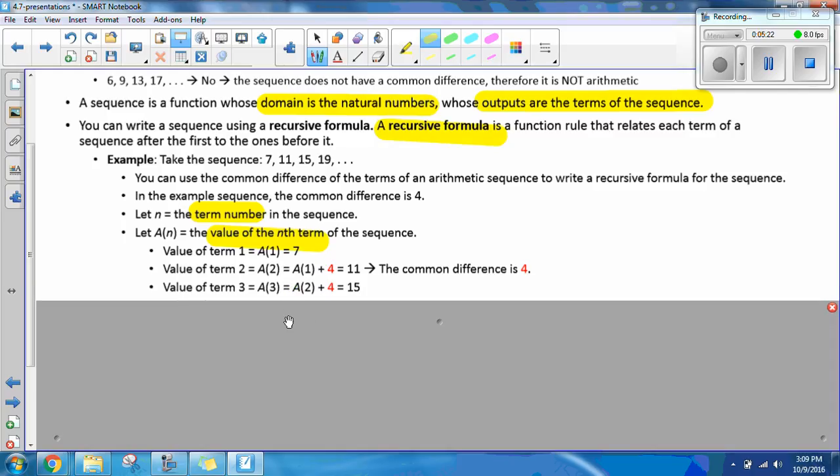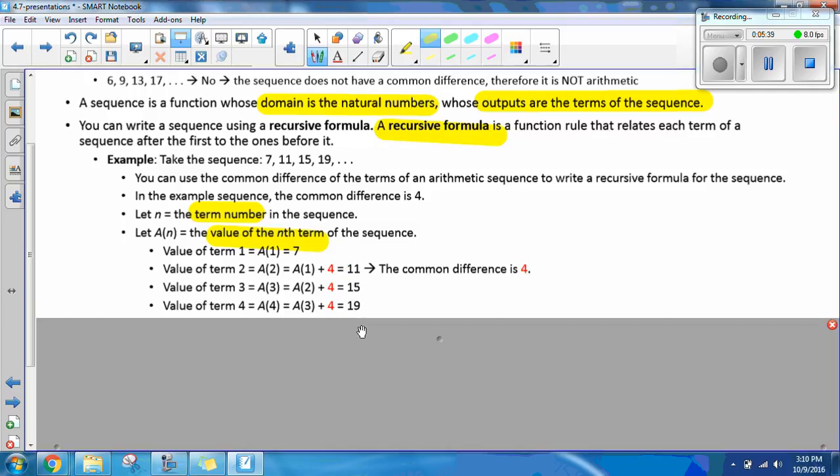The value of term 3, a of 3, is equal to the value of term 2, a of 2, plus 4, and we know that a of 2 was equal to 11, so I just plug that in and I get 15. The value of term 4, a of 4, is equal to the value of the third term, which was 15, plus 4. So I just continue adding to the previous term, but I use the function notation to represent each of the values.